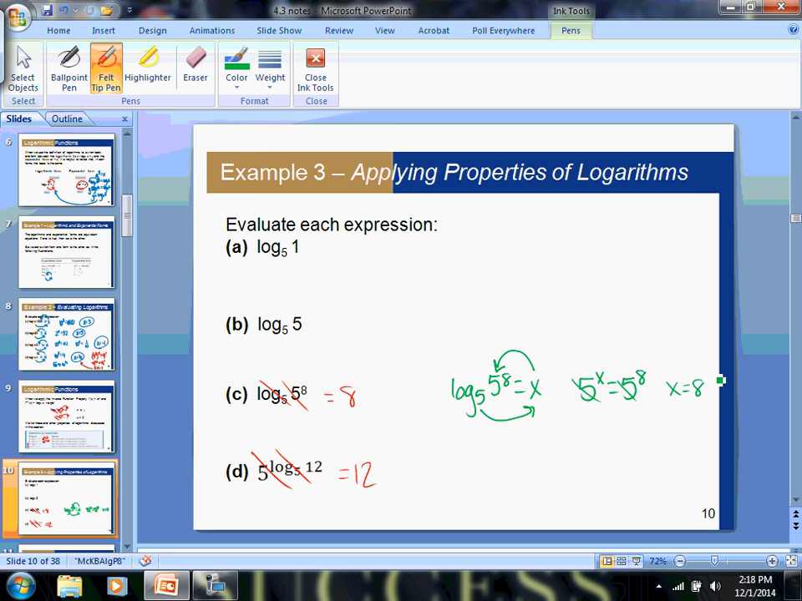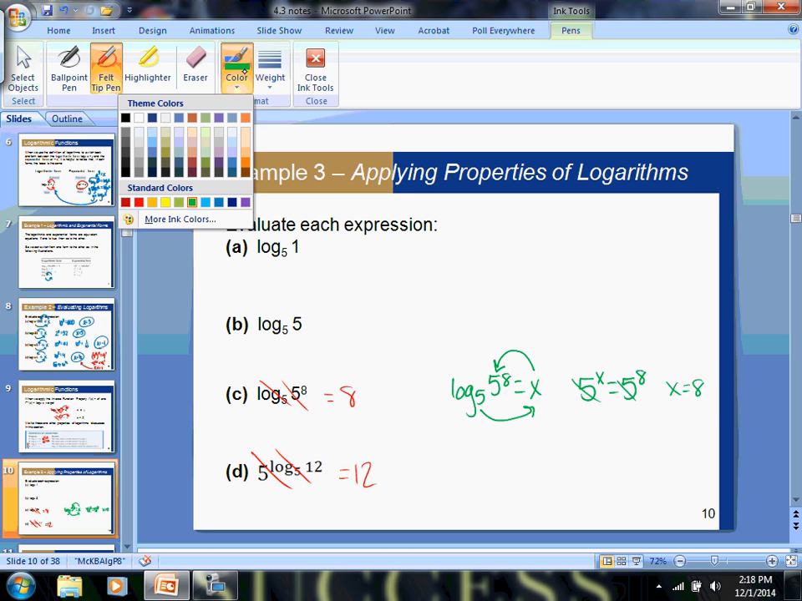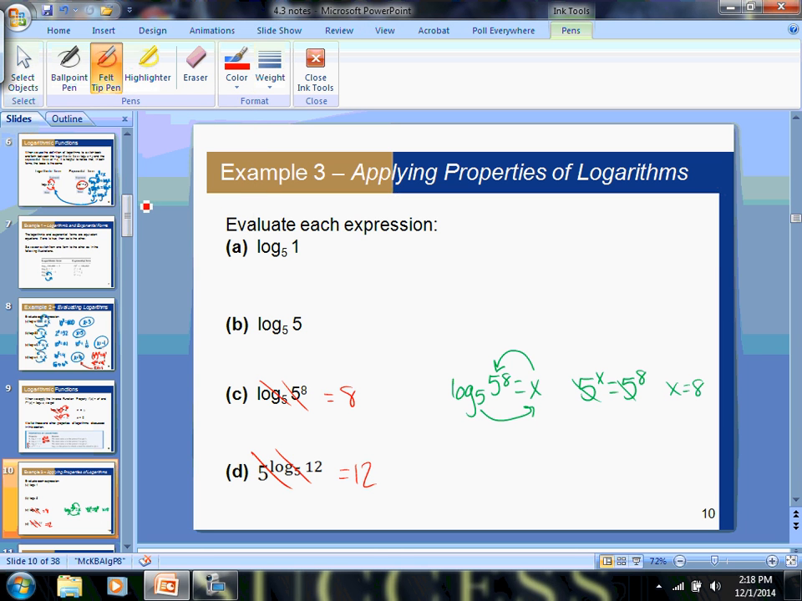Okay. And you could even do that for part B. You could set it equal to x if you wanted to, but you might recognize that this is 5 to the first power, and the base on that power and the base in the logarithm are still the same. So even when those cancel, you get 1. Again, if you didn't recognize that, you would just set it equal to x. Log base 5 of 5 is x. And then if you did the circle method, you'd have 5 to the x equals 5. So 5 to what power equals 5? Well, that has to be 1.